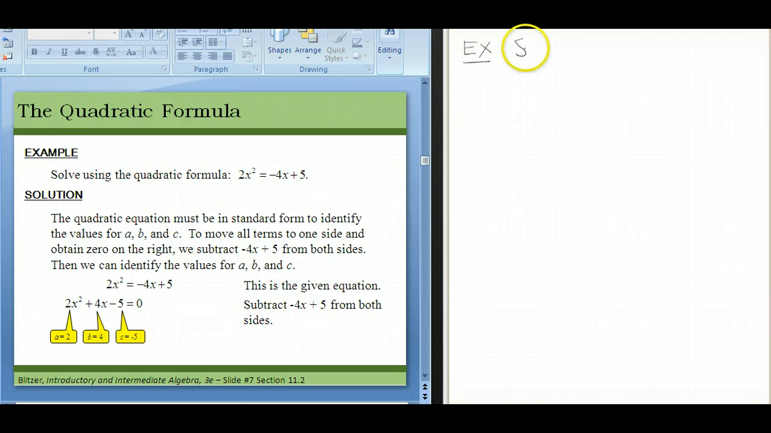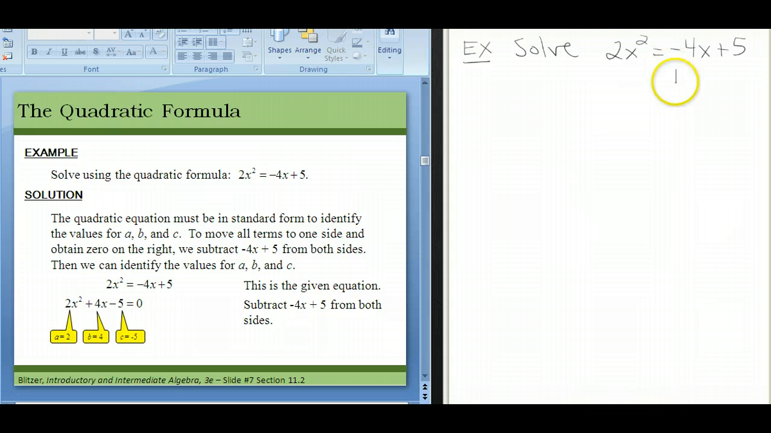Okay, so let's solve 2x squared equals negative 4x plus 5. First of all, notice that in order for this to look like a true quadratic equation in standard form, we have to rewrite it. It's not currently written in ax squared plus bx plus c equals 0, right? Because it's not equal to 0, first of all.